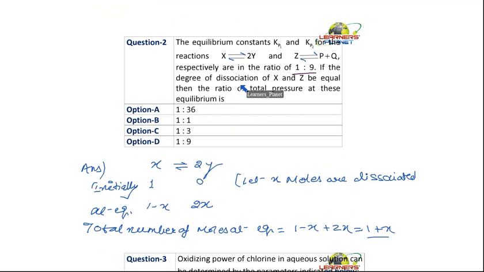So this is your answer. What is asked? If the degree of dissociation of X and Z be equal, then the ratio of total pressure at these equilibria is. So what is the ratio of total pressures at these equilibria? It is 1:36.